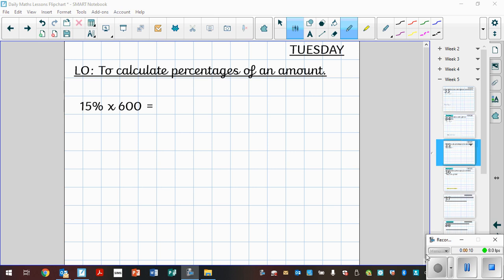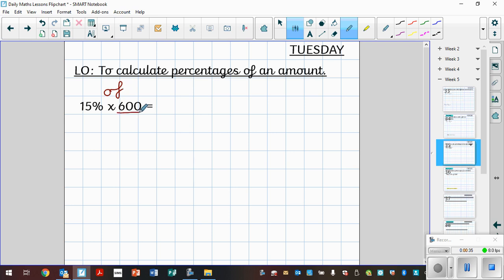So for our arithmetic this morning, we're going to be looking at calculating percents of an amount. Now, you'll see in the question that we're going to work together, it's asking us 15% times 600. That basically means the same as 15% of 600. So what it's asking us is, what is 15% of this total 600?